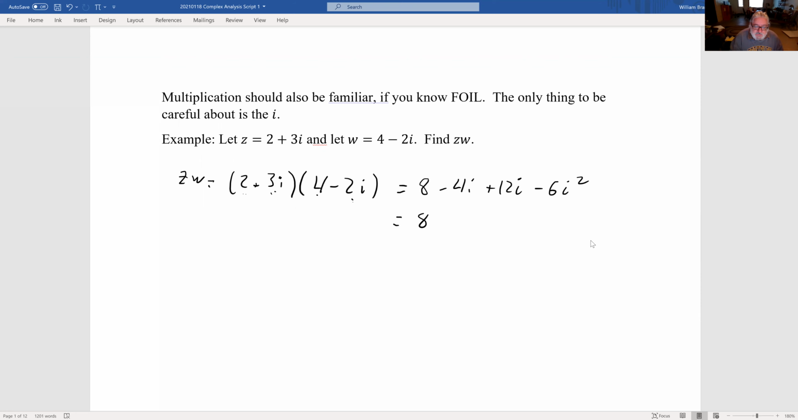So we can combine some of these. Minus 4i plus 12i, that's a plus 8i. Keep in mind that minus 6i squared is minus 6 times minus 1, right? i squared equals -1. So this becomes 8 plus 6 plus 8i equals 14 plus 8i. Great. So addition, subtraction, multiplication, pretty straightforward.